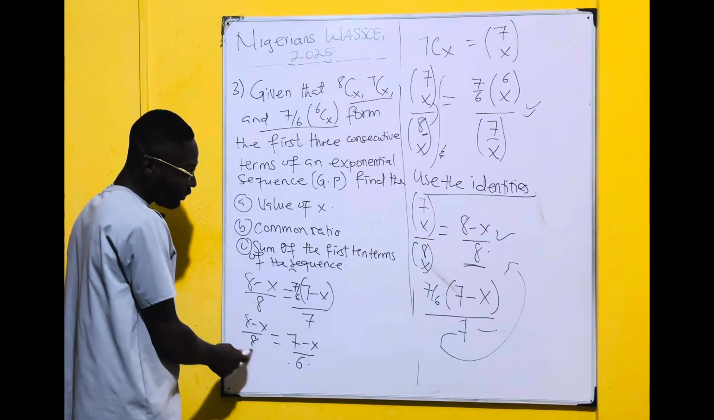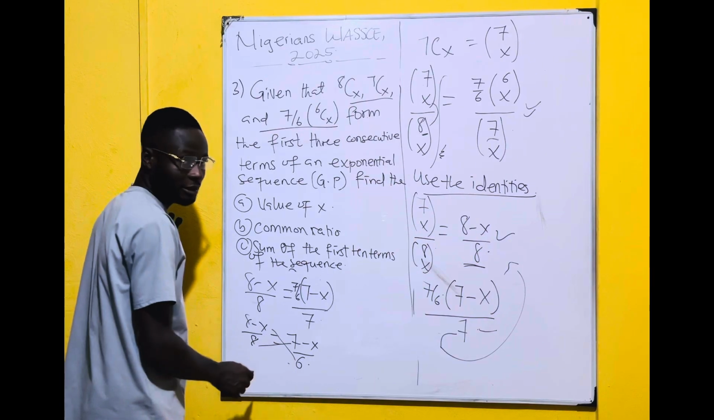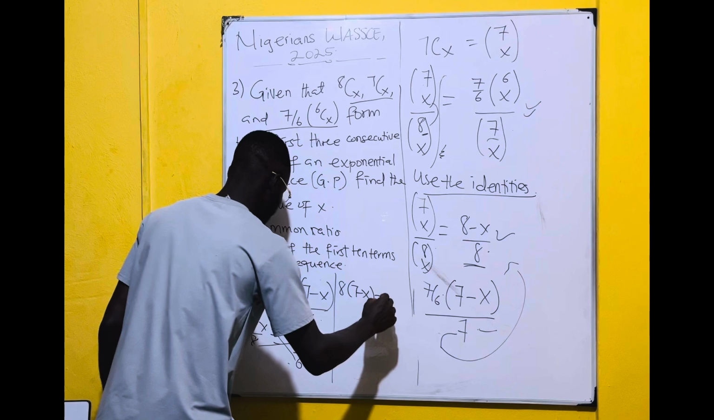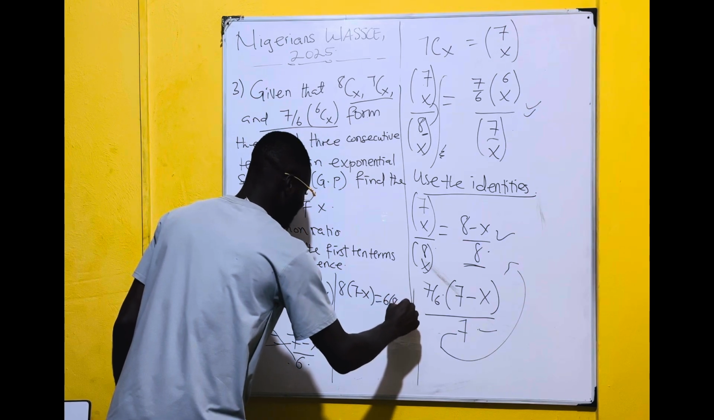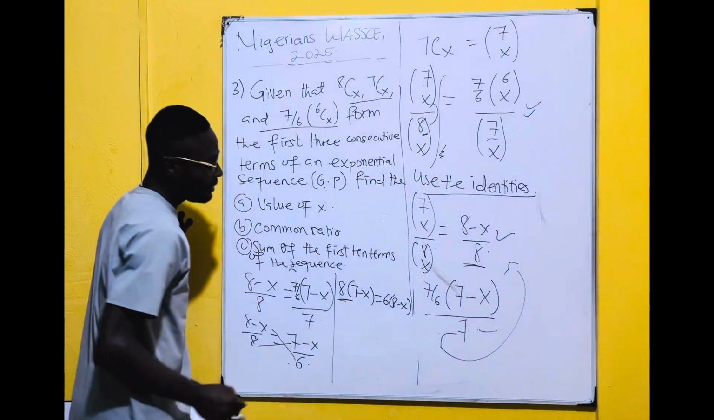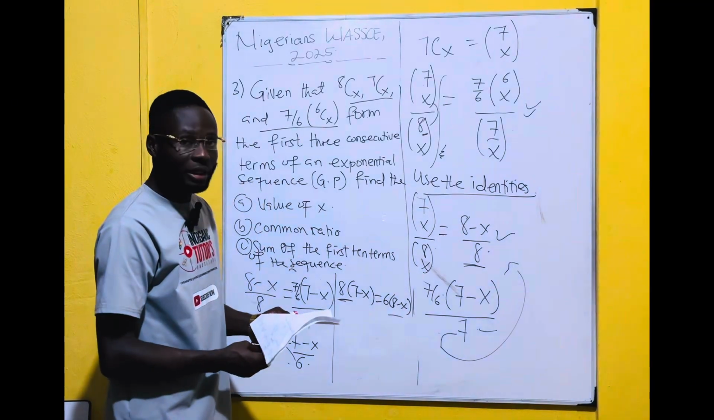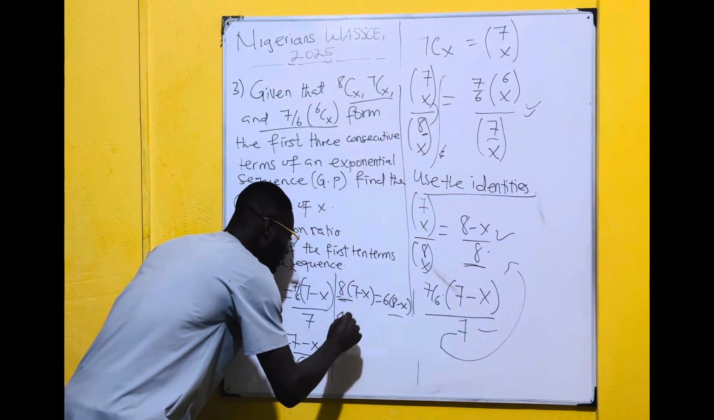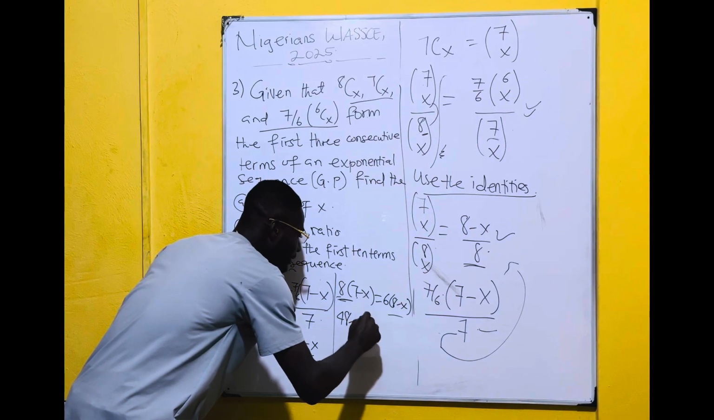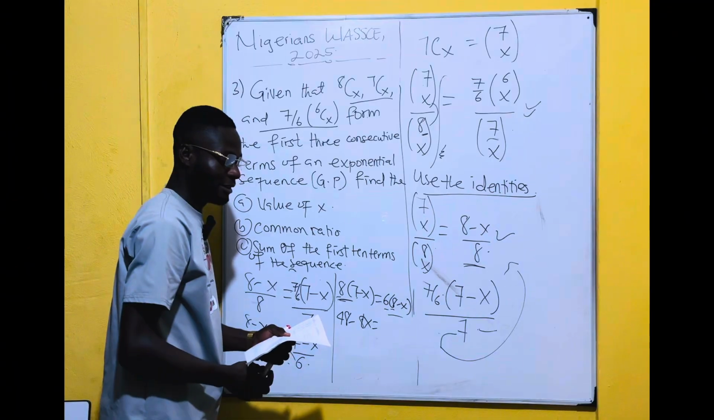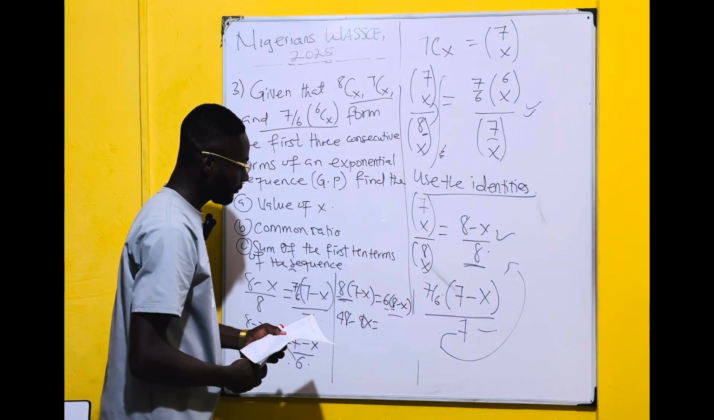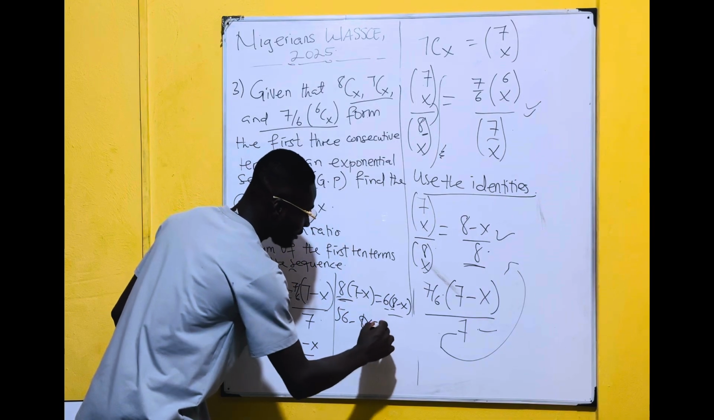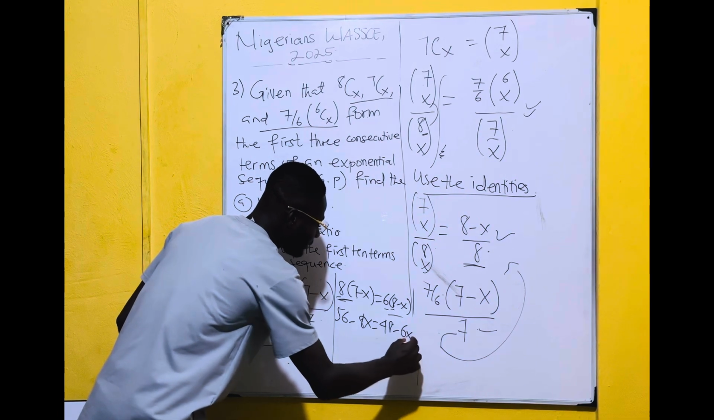Now we can cross multiply, right? This goes here, this comes here. So we have 8 into (7 minus x) equals 6 into (8 minus x), right? So we expand this, we expand that, then we can find the value of what? X. So from here, we have 56 minus 8x equals 6 times 8, that is 48. This is 56, and this is 48 minus 6x, right?